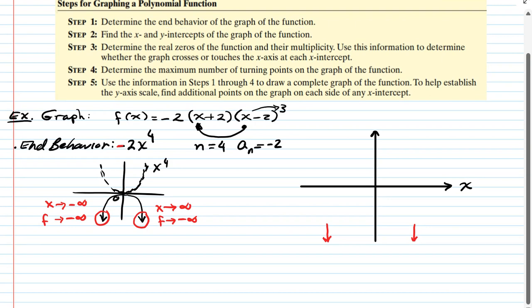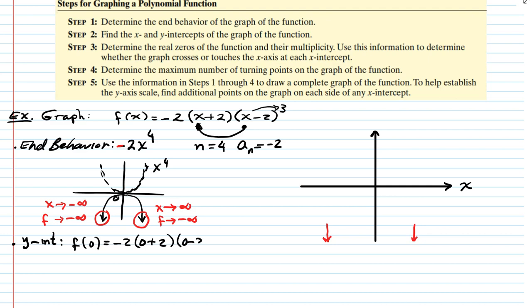Now, in step 2, it says find the x and the y intercepts. All right, so let's do that. The y-intercept, that's pretty easy. That's when you put in 0 for x. So in other words, you do f at 0. So that's going to be -2 times 0 plus 2, times 0 minus 2 cubed. And the whole thing is going to be negative times negative, positive. That's going to be 32. Right? -2 cubed is -8, times 2 times -2. That's going to be 32.